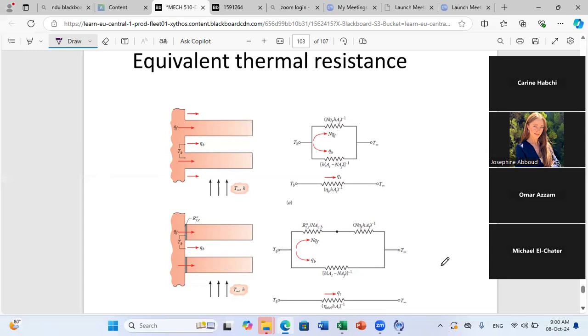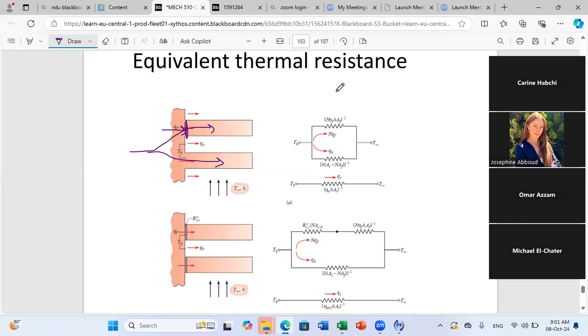For example, here, if I have just one fin, what can I say? I can say that the conduction flux at the base will be equal to the convected flux from the fin, if I have an insulated tip. But what if I have several fins? If I have several fins, it's like the heat will be divided into several parts. And instead of talking about a circuit in series, I will have resistances in parallel.